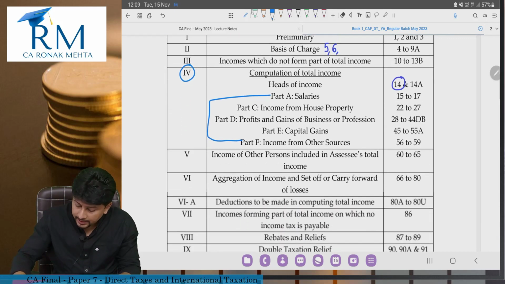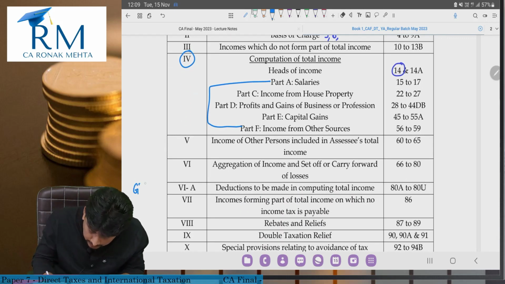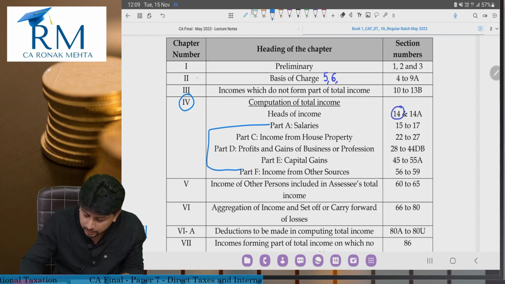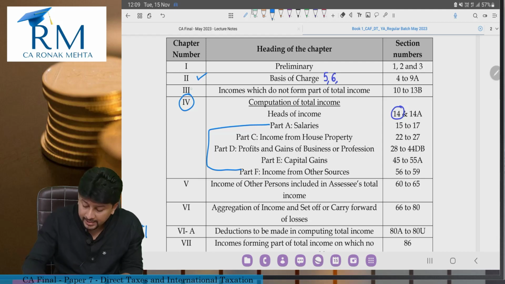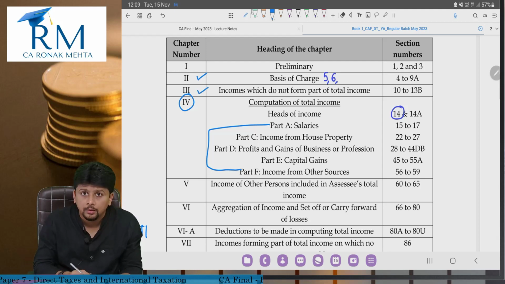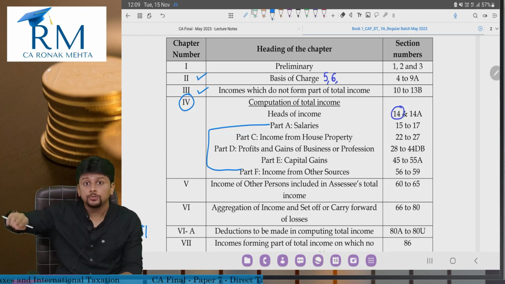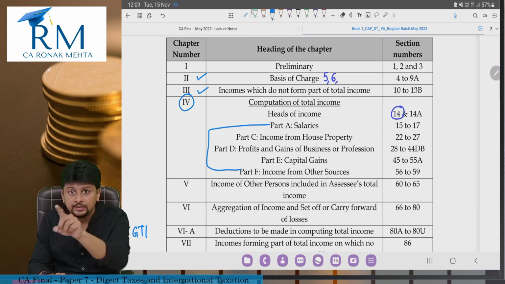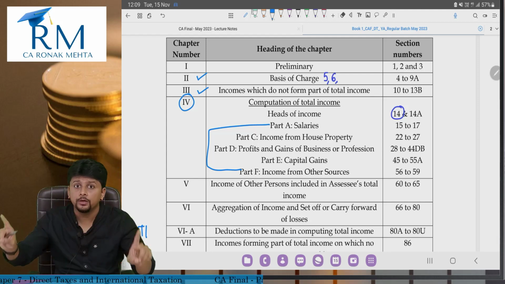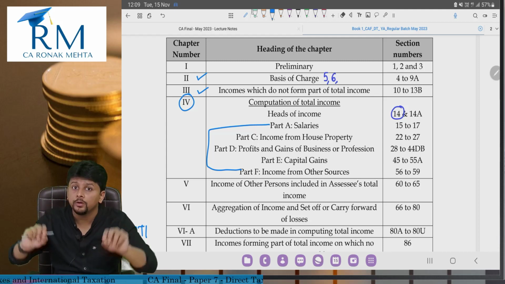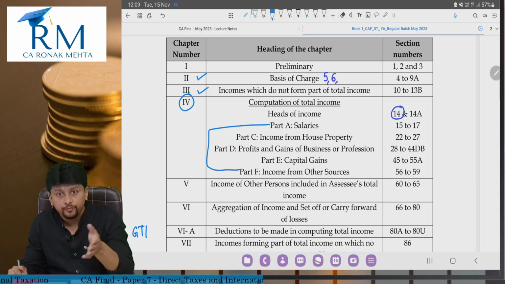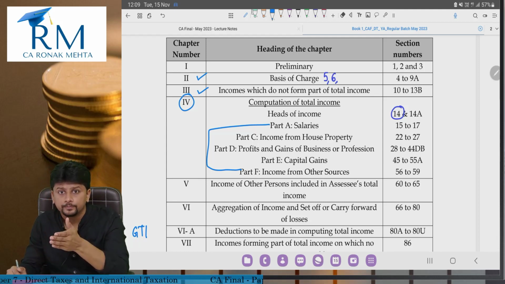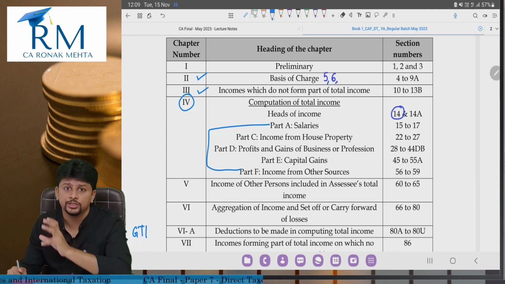So when I am calculating gross total income, it is before chapter 6A, which means I have to give effect to chapter 2, basis of charge. I have to give effect to chapter 3. Chapter 3 is a negative chapter, incomes not to be included in total income. So all the incomes which are there in this chapter 3, I don't have to include them in gross total income. I don't have to include them in my taxable amount. Chapter 4, these are taxable incomes. Categorize, classify them into heads of income and use each and every head of income section involved and give effect to them, compute.